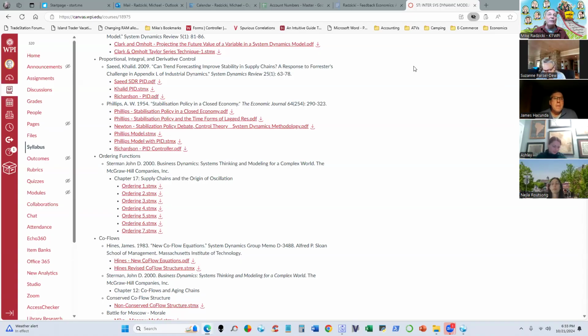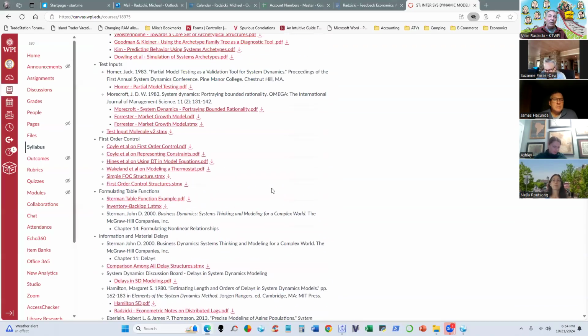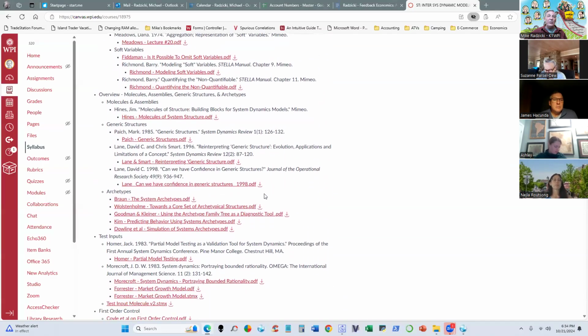So where we left off last class was I mentioned ordering functions is the next set of generic structures we're going to look at. Again, we talked for a while, we devoted probably way too much time to this topic area, molecules, assemblies, generic structures, and archetypes, and trying to define them in terms of my hierarchy. And I think ordering functions would be generic structures, whereas we've been looking at molecules, certainly in the first course, and Stella calls them assemblies.